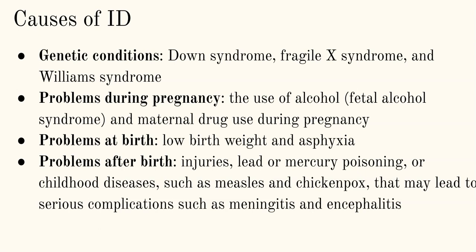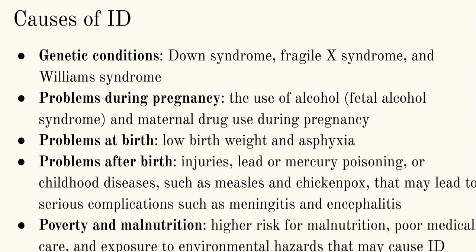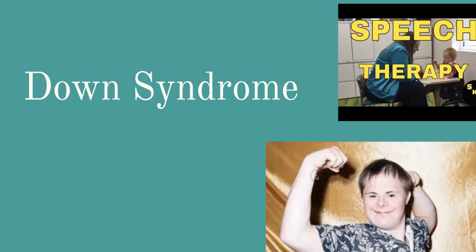Problems after birth: head injuries, lead or mercury poisoning, or childhood diseases like measles and chickenpox that can lead to complications like meningitis and encephalitis, which can cause cognitive impairments. And then poverty and nutrition. So higher risk of malnutrition, people with poor medical care, people with exposure to environmental hazards, all are going to be more likely to end up with cognitive impairment, right?